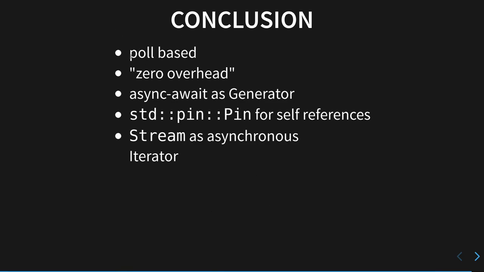In conclusion, futures are poll-based. They try to be zero overhead. Async await is implemented as generators, so like a state machine internally. Standard Pin is used because of the self-referential types that generators are. And there is a Stream trait for asynchronous iterators. And this concludes my talk. Any more questions?